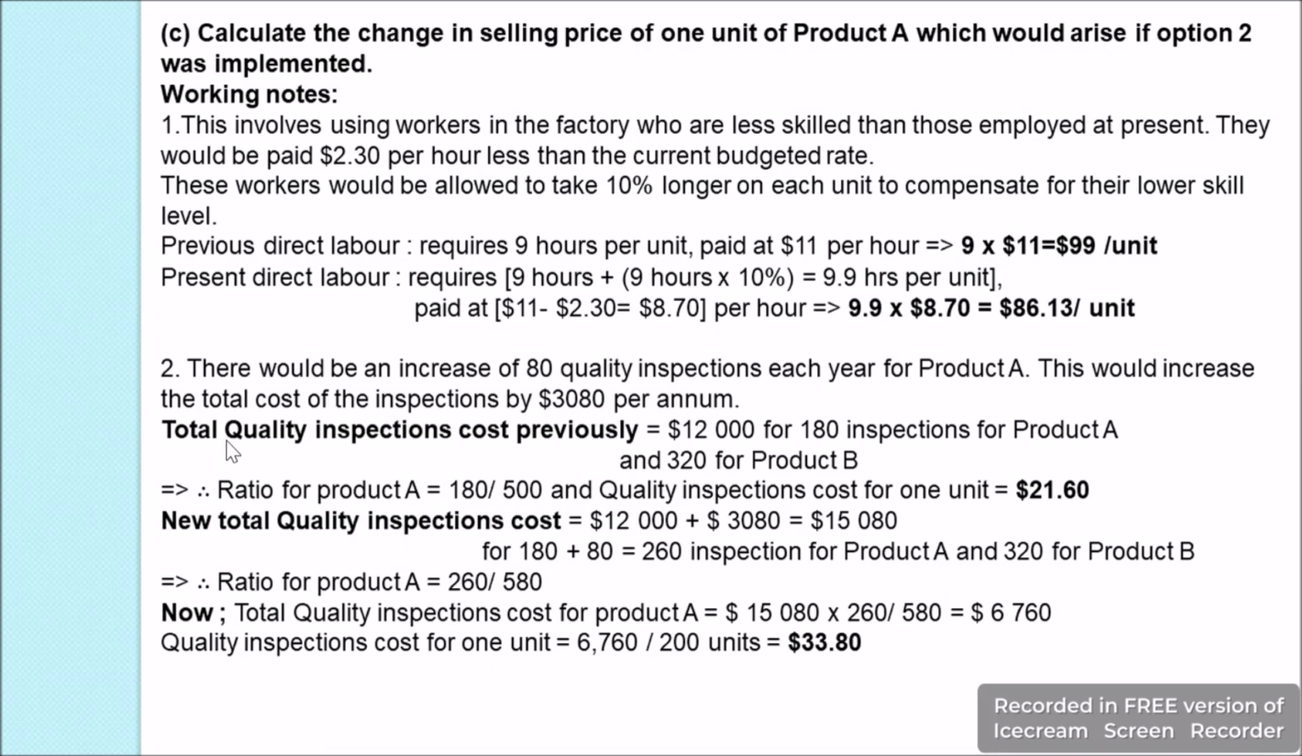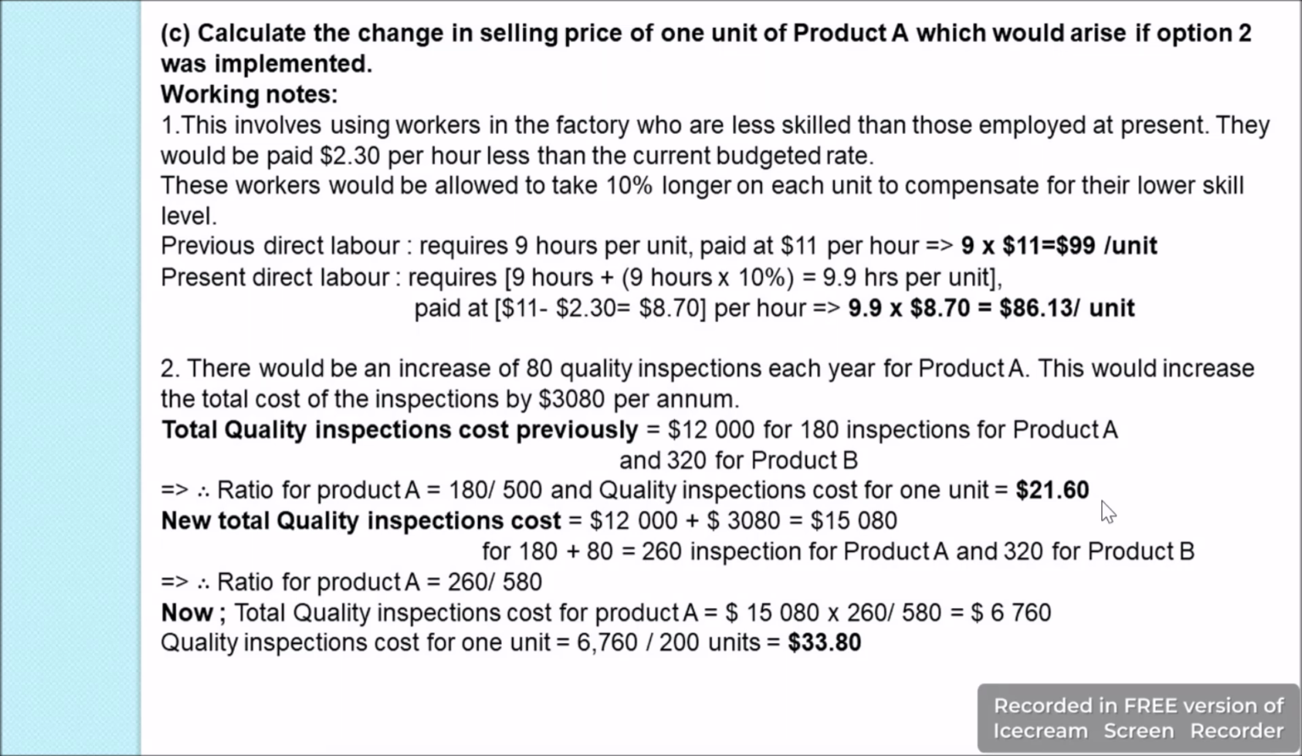Previously, when we did the calculation for the quality inspection cost before bit A of the question, in the working notes we took 12,000 as the cost for quality inspection, and this was apportioned between product A and product B in the ratio of 180:320. So the ratio for product A was 180 divided by the total, that is 180 plus 320, which will be 500. And the quality inspection cost for 1 unit which we got was $21.60.